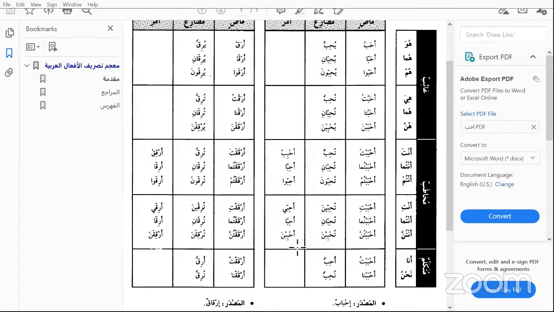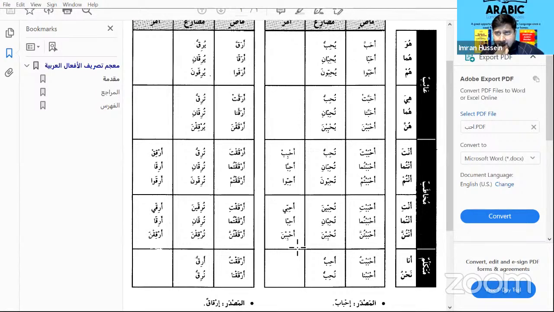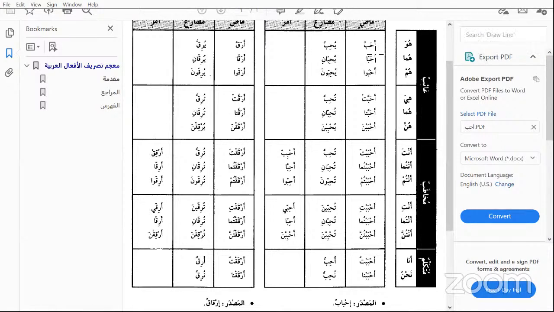Sheikh, do you mind if I ask you something? Go ahead. What is the three-letter root word for ahabba? Very good question. The three-letter root word is found by removing the alif. If you remove the alif, as you know, this is the additional letter. Originally, ahabba was habba. So it's not hababa, it's habba.